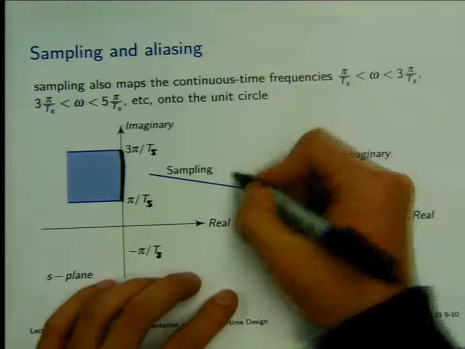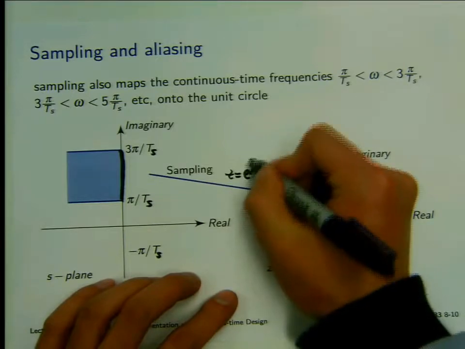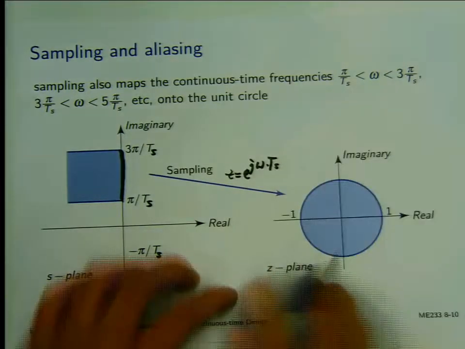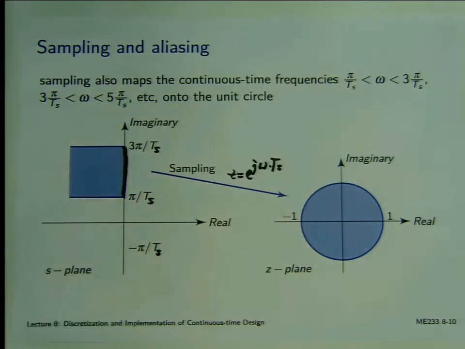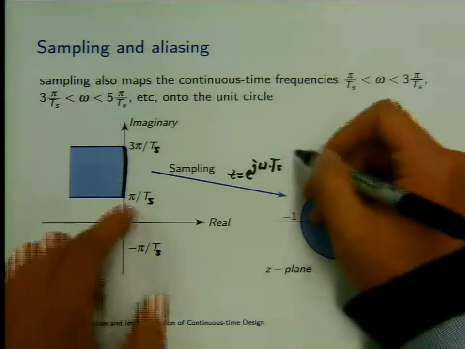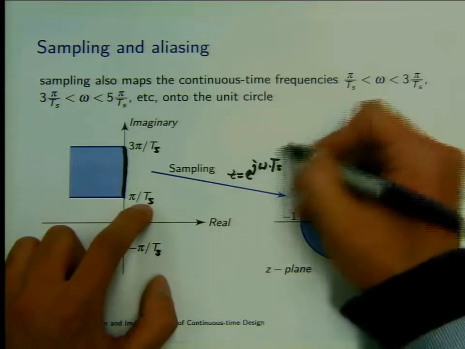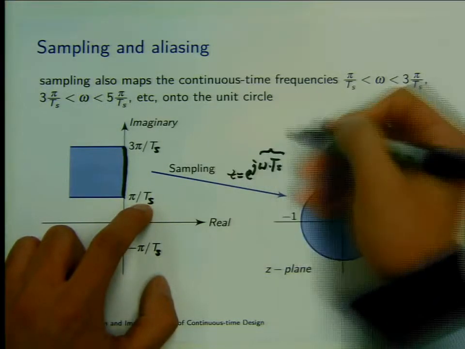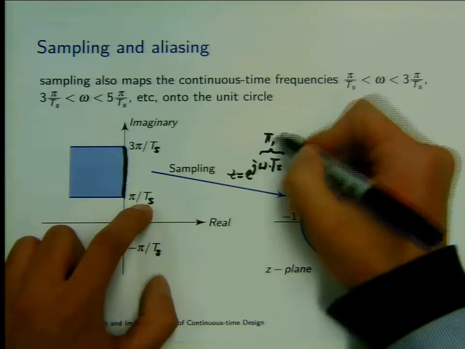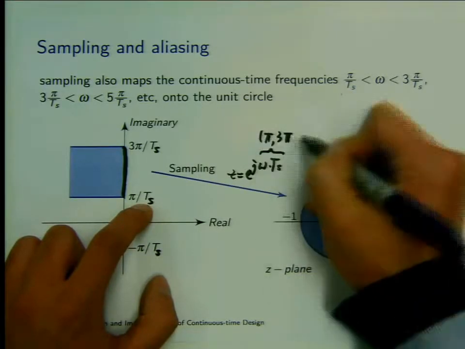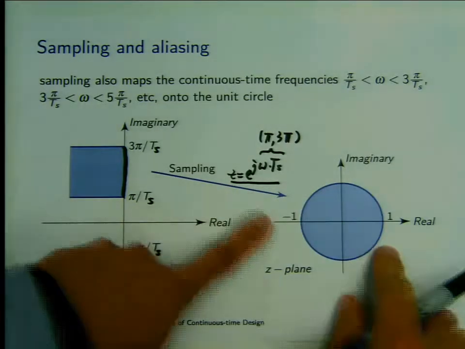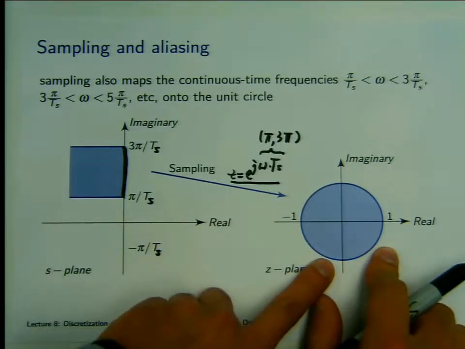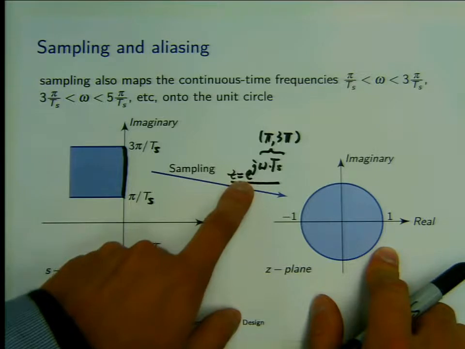So you're going to consider Z equal to e^(j omega Ts) again. What does this map to on the unit circle? So let's do that. Omega takes the value of pi divided by Ts. Then omega times Ts takes a value between pi and 3 pi. What does this complex number get mapped to on the unit circle? What is e to the power of j pi?